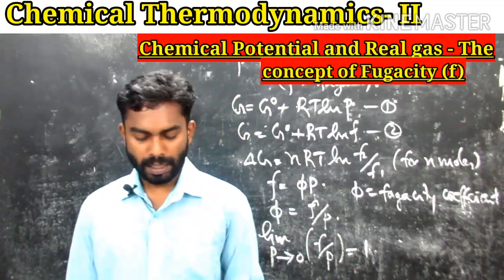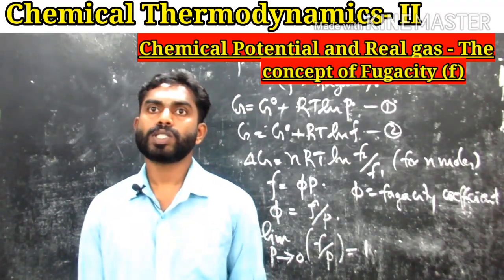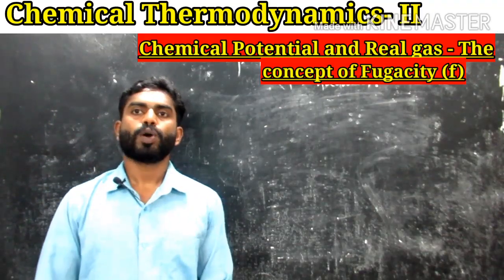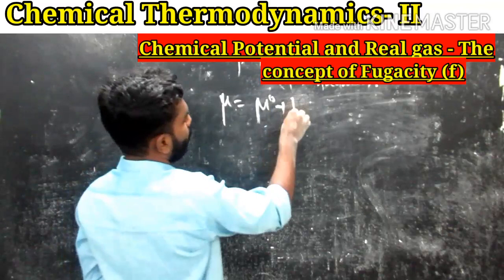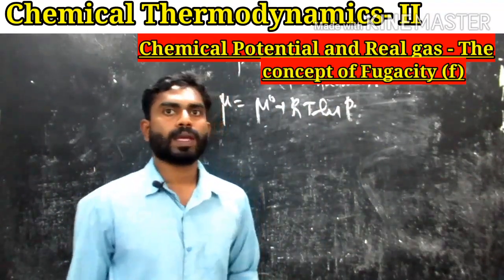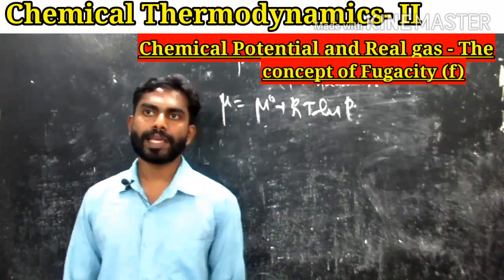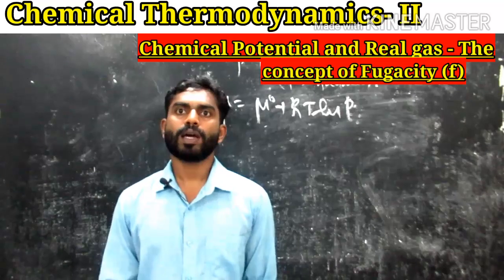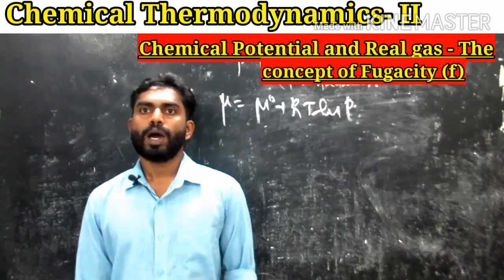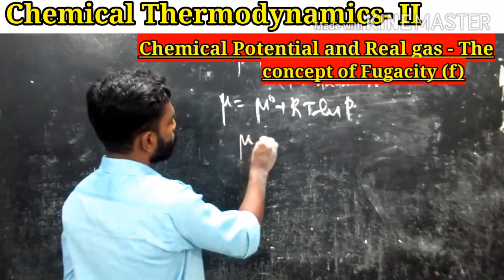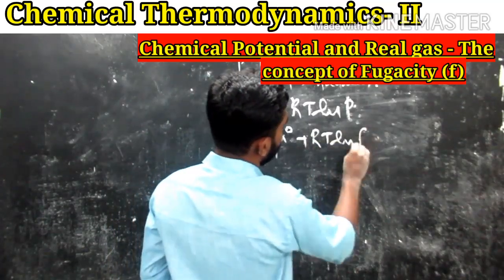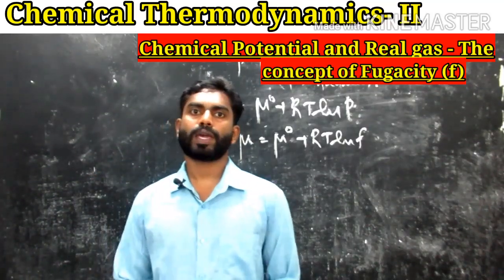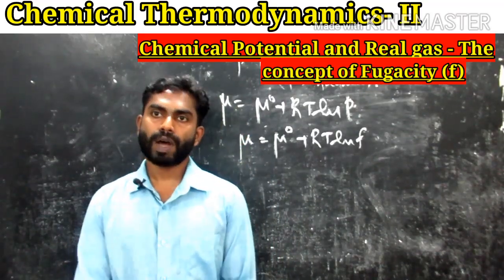Then for an ideal gas, mu is related to mu 0 by mu equal to mu 0 plus RT ln P. The fugacity is related to the chemical potential of the real gas in the same way as the pressure is related to the chemical potential of an ideal gas. The chemical potential of a pure real gas is then expressed as mu equal to mu 0 plus RT ln F, where F is the fugacity of the gas, and mu 0 is the standard chemical potential or chemical potential at unit fugacity, which is a function of temperature only.